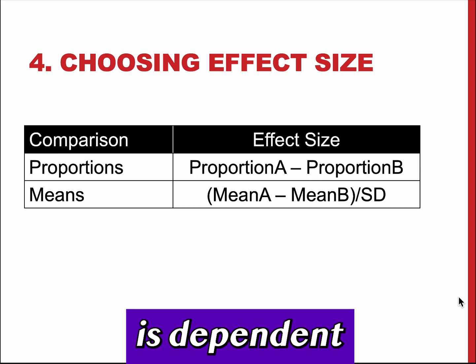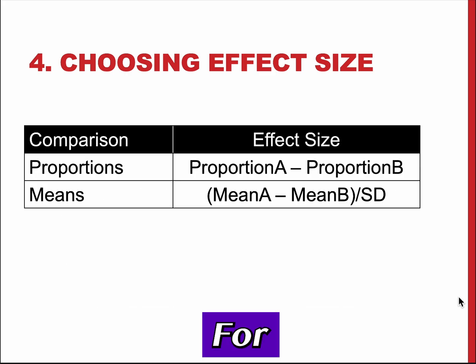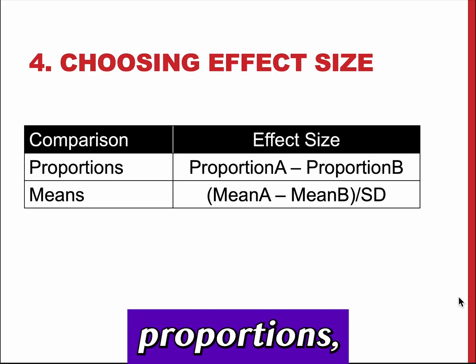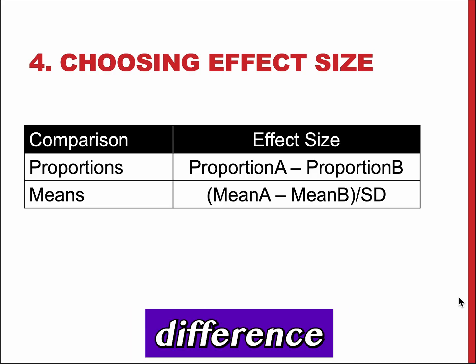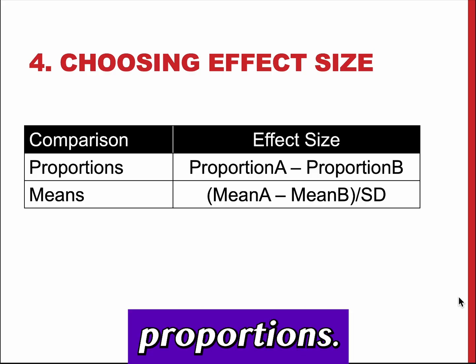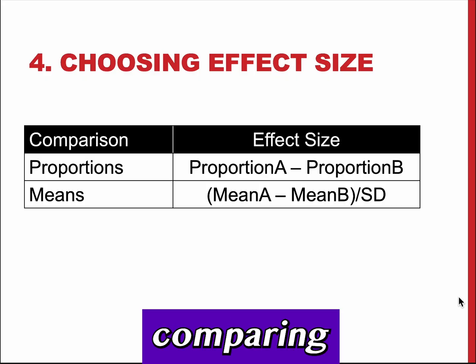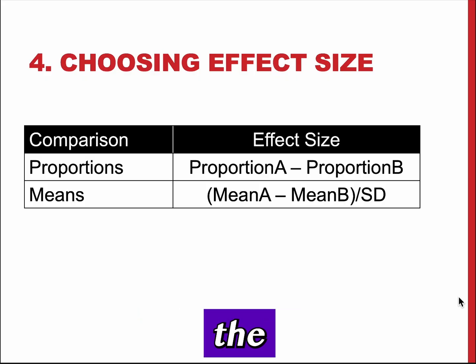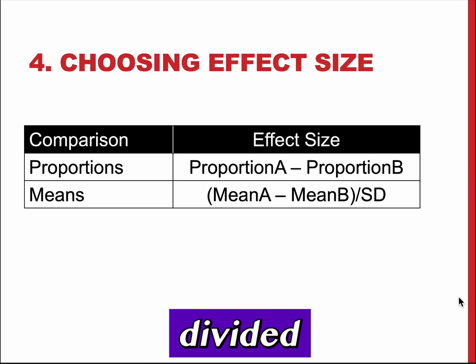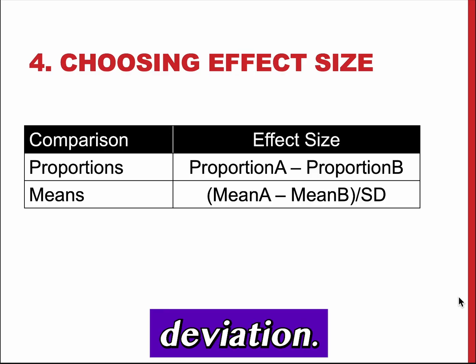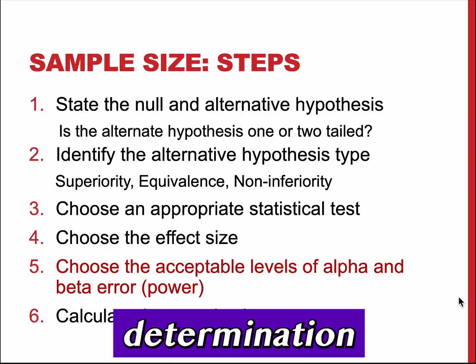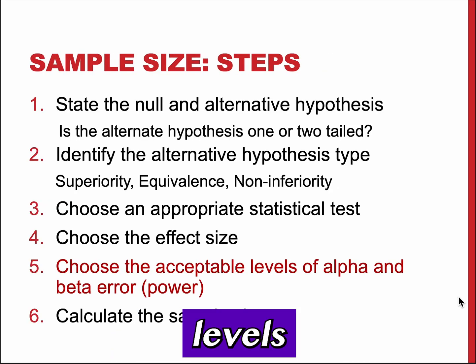Calculation of the effect size is dependent on the type of data. For categorical data, when comparing two proportions, the effect size is simply the difference between the two proportions. For continuous data, when comparing two means, the effect size is the difference between the two means divided by the standard deviation. Step 5 in sample size determination is choosing the acceptable levels of alpha and beta error.